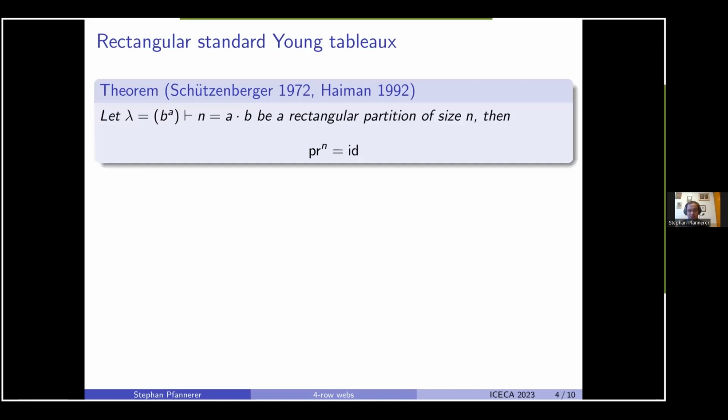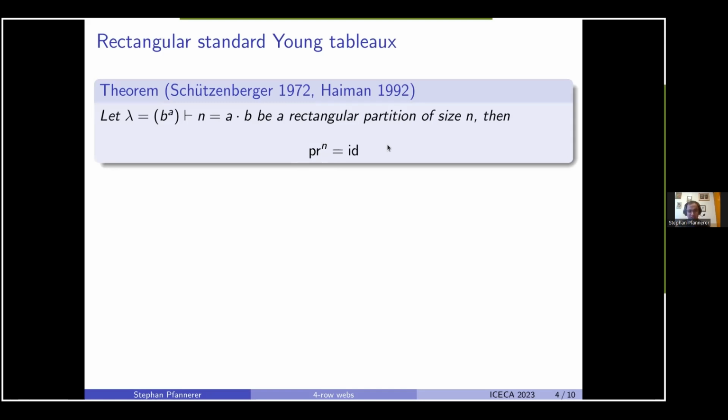Because it's a bijection, people are very interested in the dynamics of this map. In particular for rectangular standard Young tableaux, it's quite nice. If we take a rectangle of size n, then if I apply promotion n times, I always get back the standard Young tableau that I started with. So promotion done n times gives us the identity.